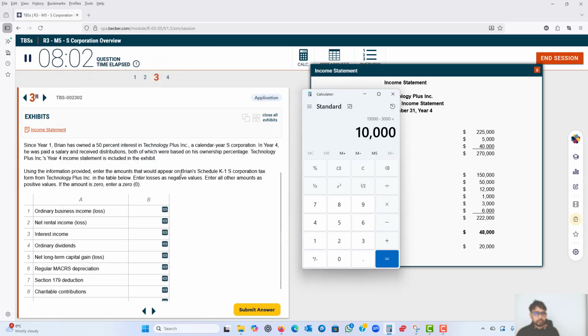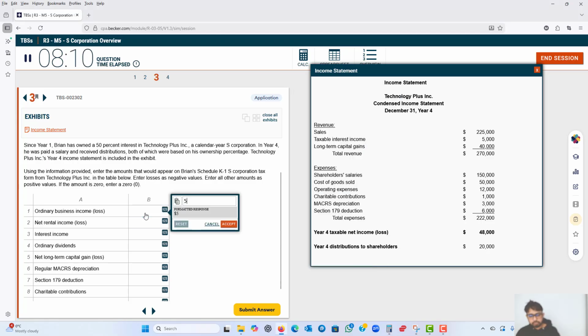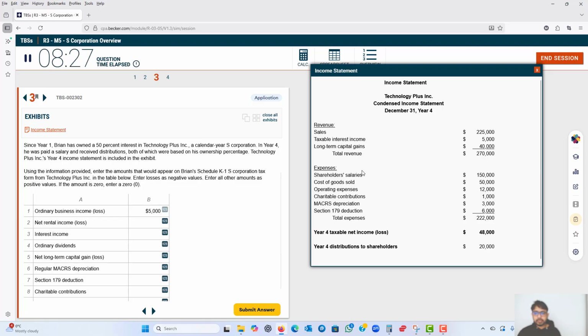Now Brian is a 50% owner interest in Technology Plus. So if we hit on 50% of 10,000, it is 5,000. So if we hit on 5,000, this is ordinary business income. Now if we want to calculate the net rental income, there is no rental income in the exhibit, so it will obviously be 0.